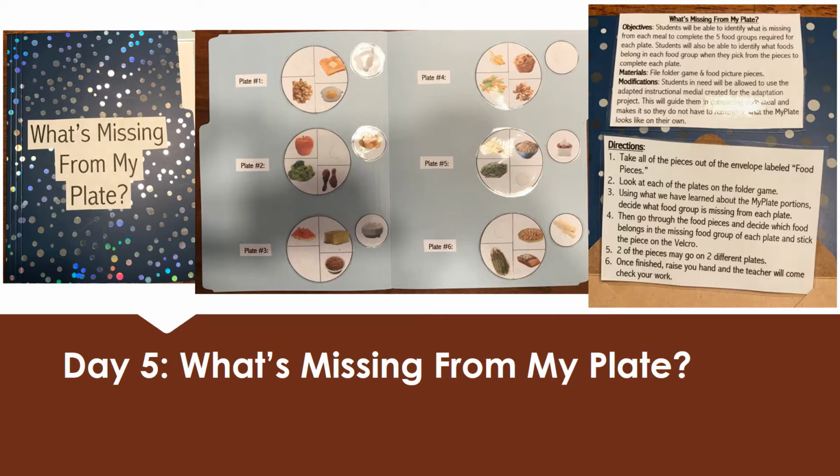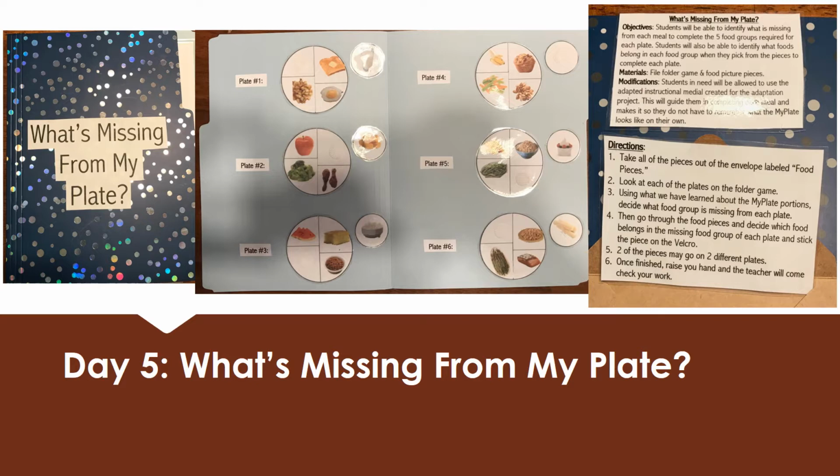So in this game, what the student does is they'll take all the pieces out of the envelope labeled food pieces, and then they'll look at each of the 6 plates located on the file folder game, and using what they know about the My Plate portions, they'll decide what food group they're missing from this plate. For example, on plate number 1, they'll see a piece of toast, and they'll be like, okay, I know bread is a grain, so we have a grain. They'll see an egg. Okay, I know egg is a protein, so we have a protein.